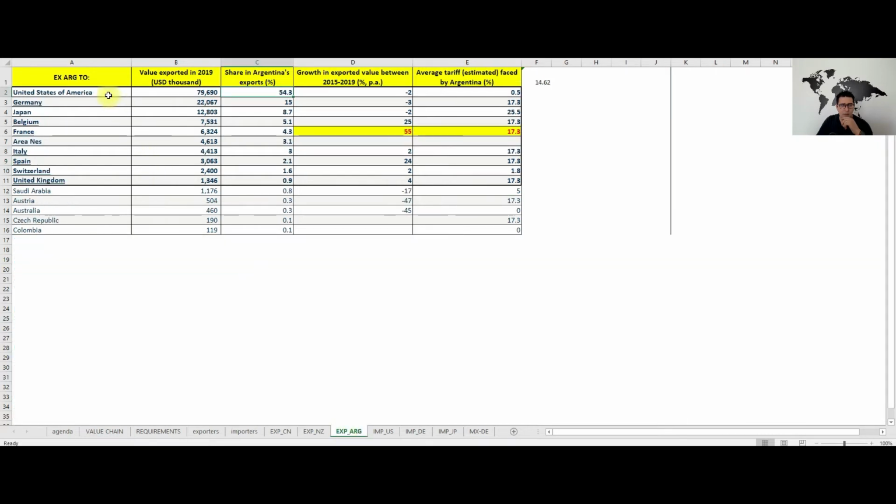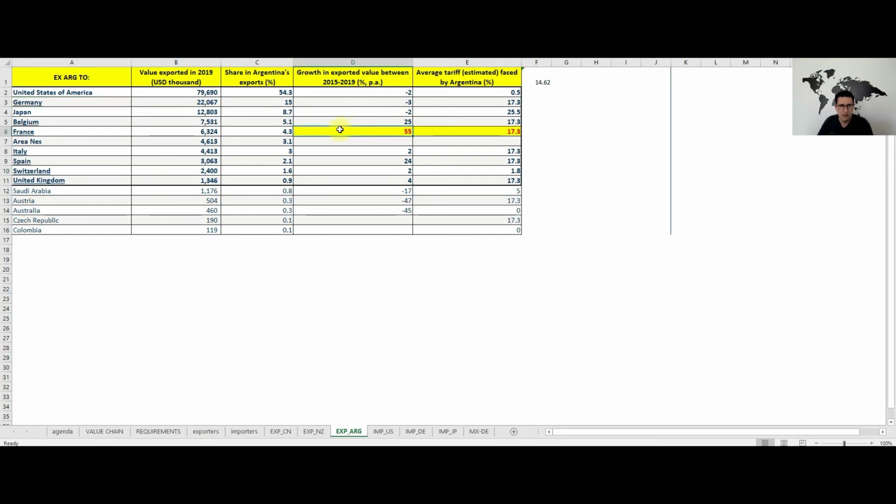Moving on to the third biggest exporter of honey in the world, which is Argentina. We see here that for Argentina there are not too many partners. I count only 15, but the top 10 makes up 98% of the total share of the Argentinian honey exported in the world for 2019, with the United States by far the most important partner with more than 54% in share, followed by Germany, Japan, Belgium, France, Italy, Spain, Switzerland, and then United Kingdom.